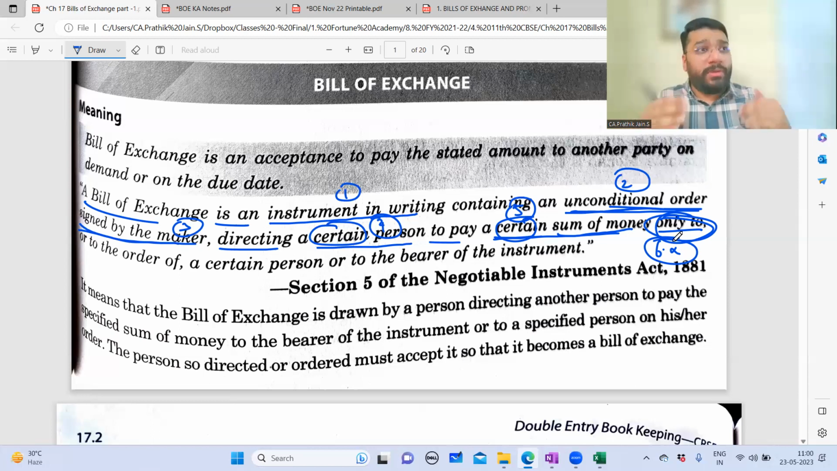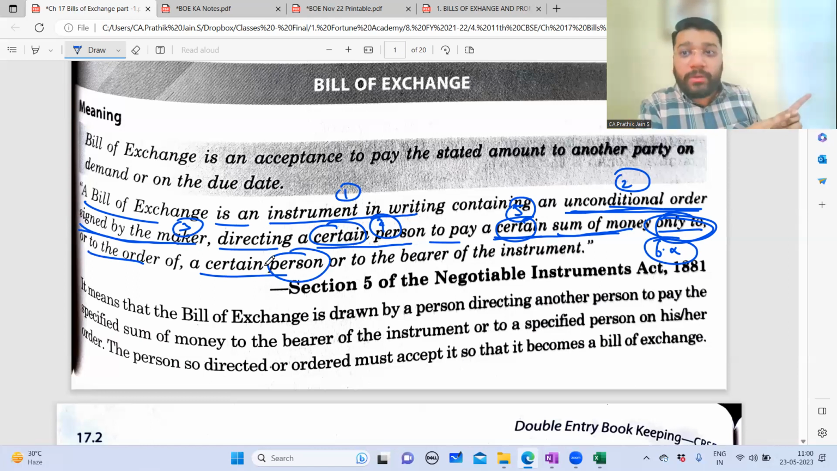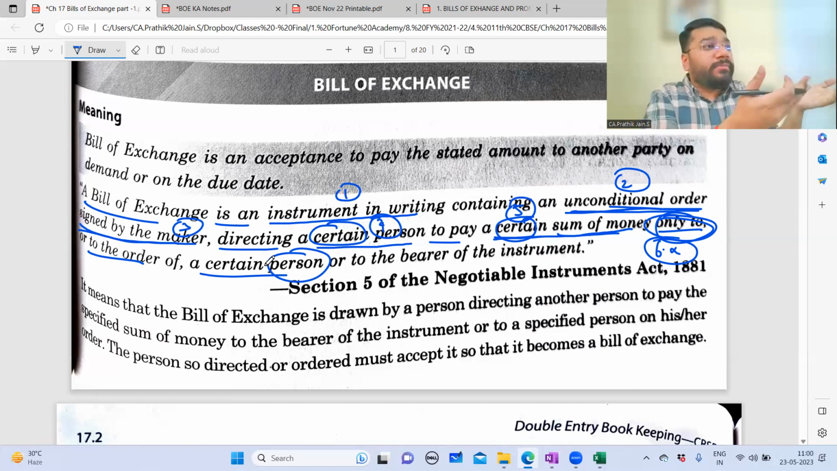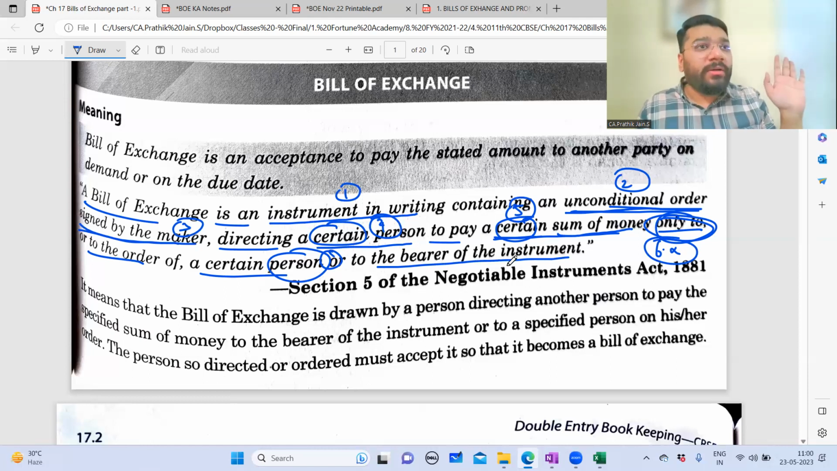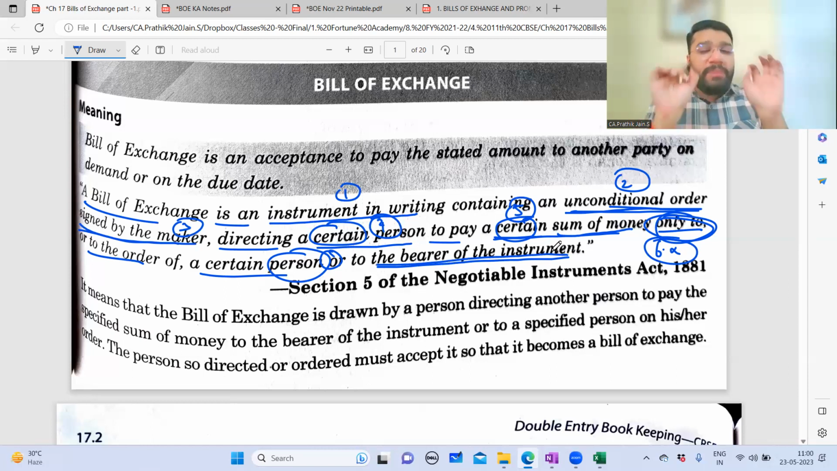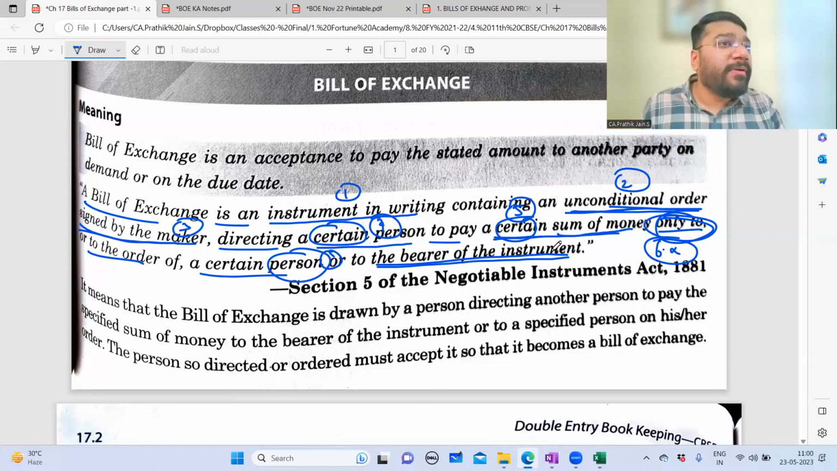But if you want to give this money to somebody else also, then I will give the order as 'to the order of a certain person', which means I mention that if Anita is also authorized to receive, then this amount can also be paid to Anita. We order that this payment be made to somebody else. Or, it has to be paid to the bearer of the instrument, if you are not sure who will receive the money. Then at the end, please make the payment of 50,000 rupees to the bearer of the instrument, which means what? Any person who is bearing this instrument, you hand over the money to that person.